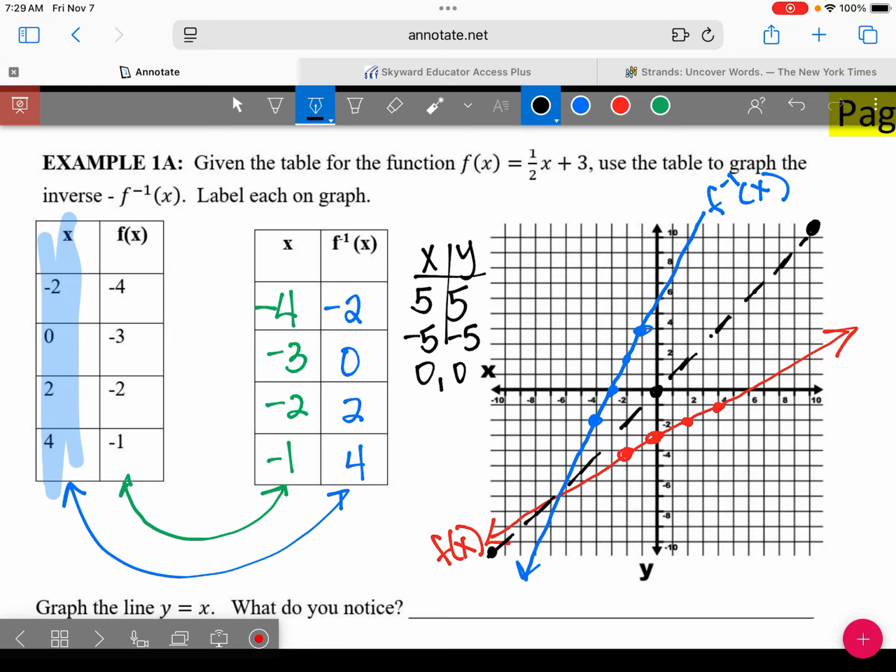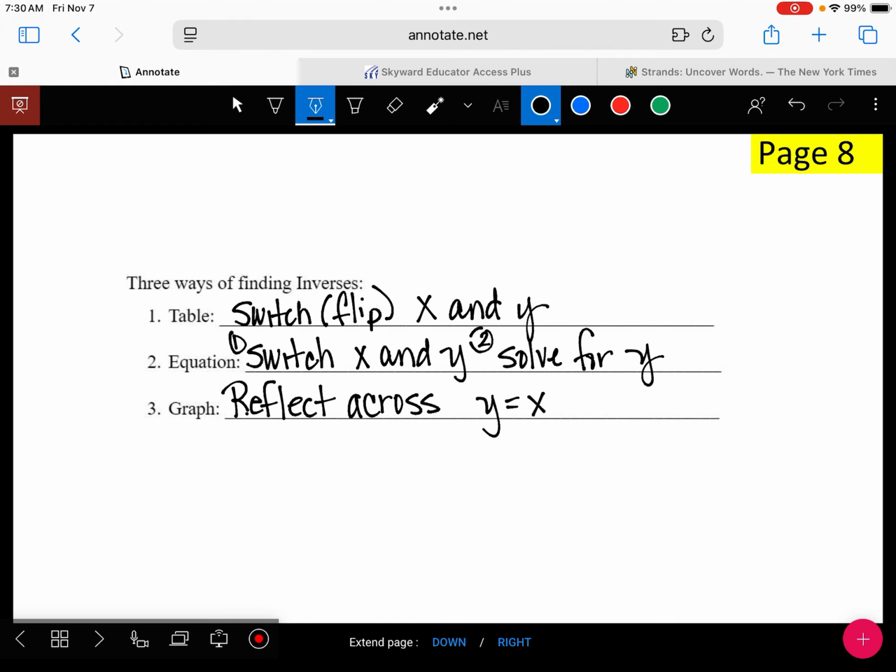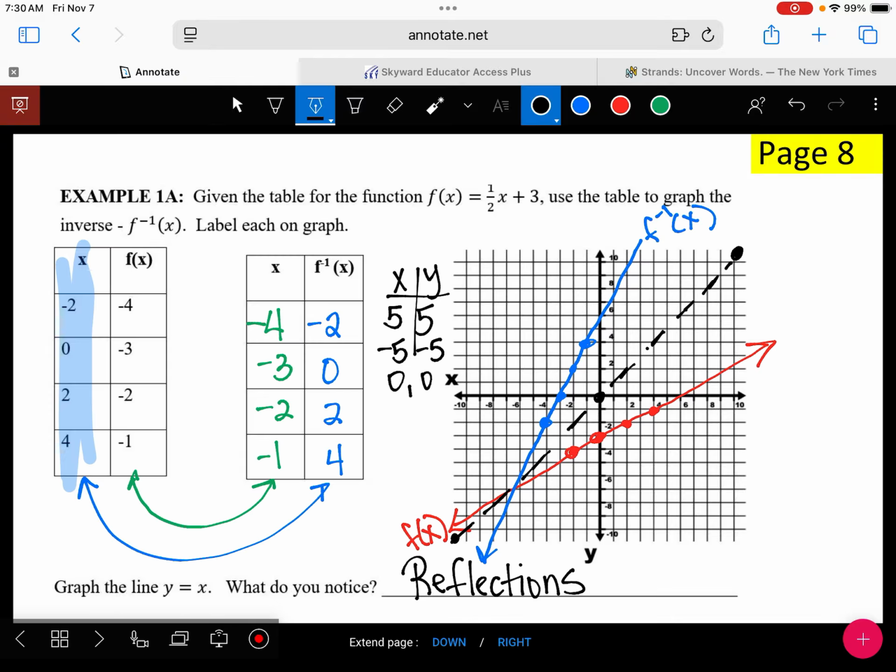So do you see how the blue and red graphs are reflecting? If you think about a reflection, it's like it's looking at the mirror. If this is the mirror right here, these 2 graphs, they're opposite. So they're directly opposite. They're reflecting across that line. So what you should notice is that they are reflections. Going back to our third way to figure out if it is an inverse, it should reflect across the line y equals x. And you can actually see how it would do that. If you flip x and y and you graph it, it should reflect.